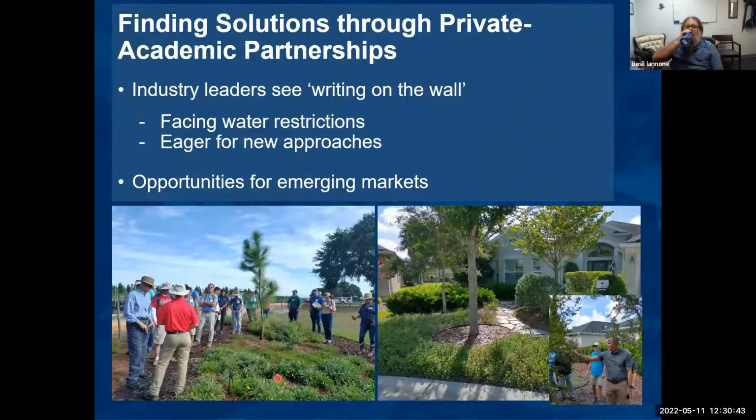Okay, so for the next project here that I'm going to talk about, this is a really unique opportunity that we're working with private industry. I mentioned that there are industry leaders who want to do something different with their landscapes, and there are opportunities for emerging markets for that. And this project partly stems from that.